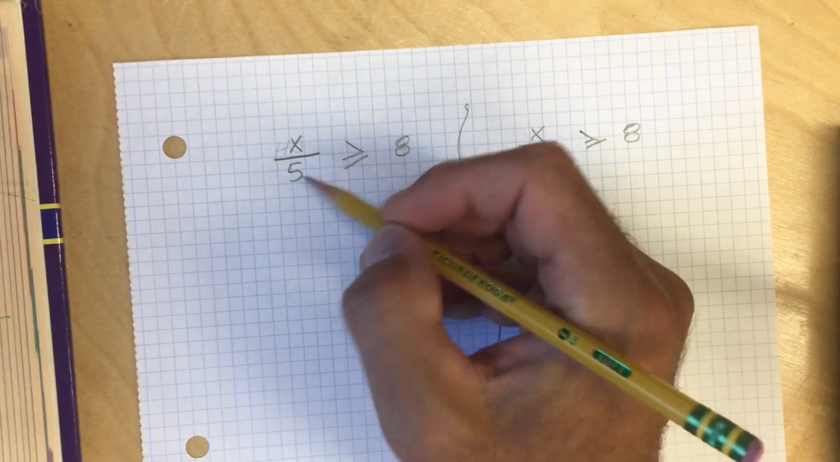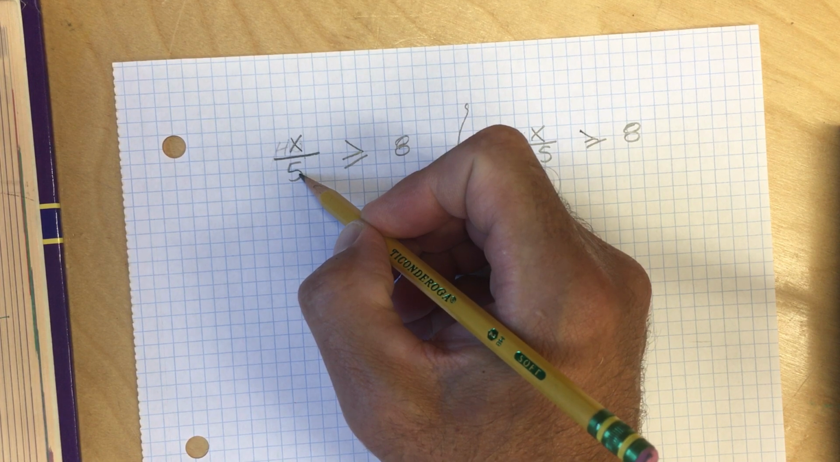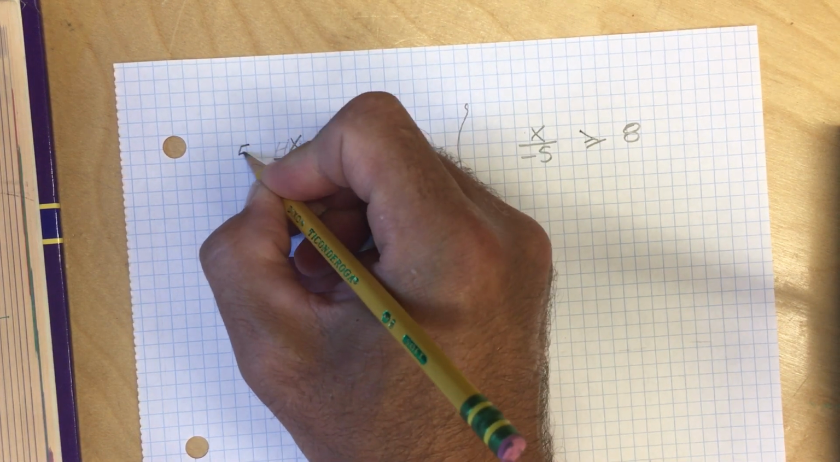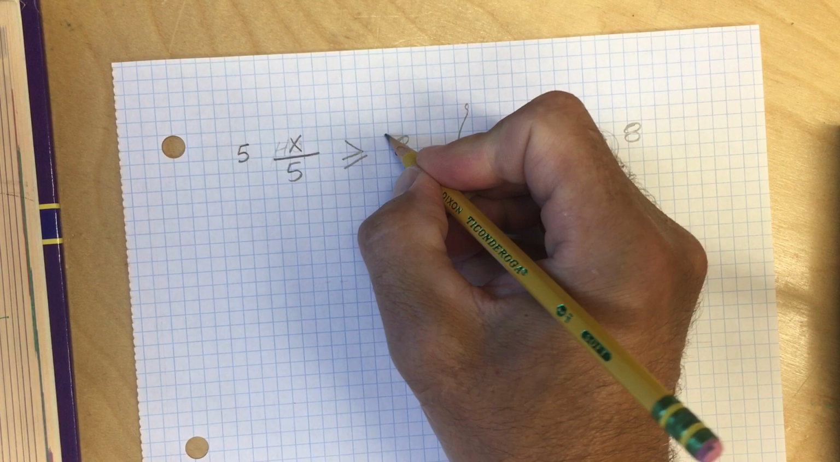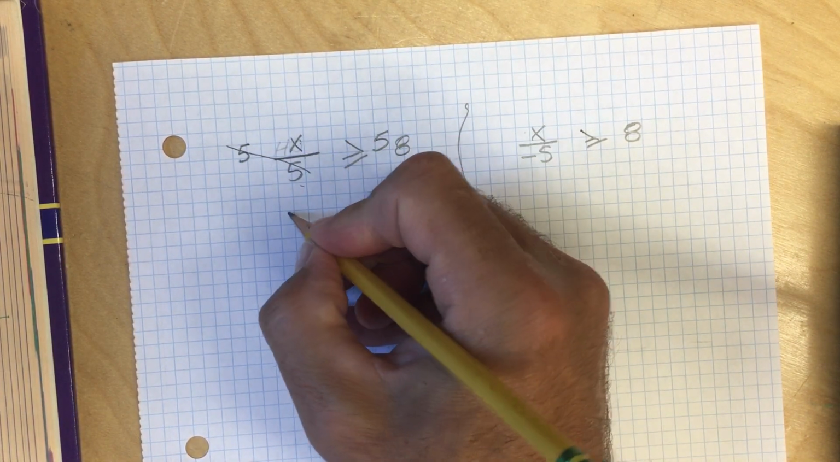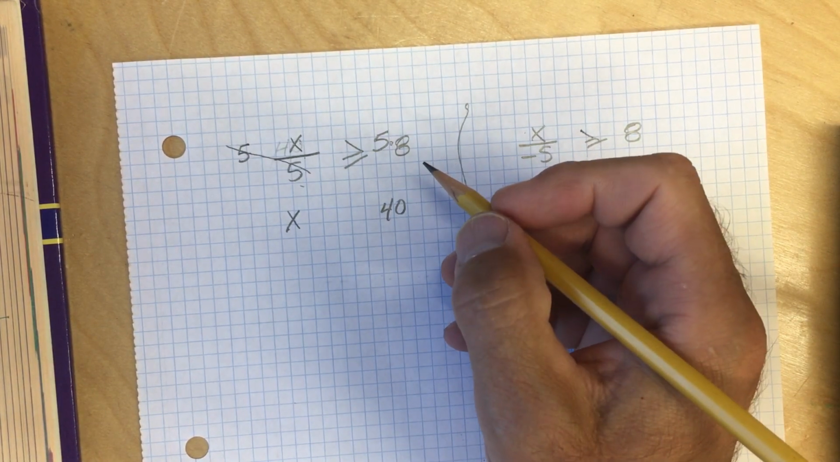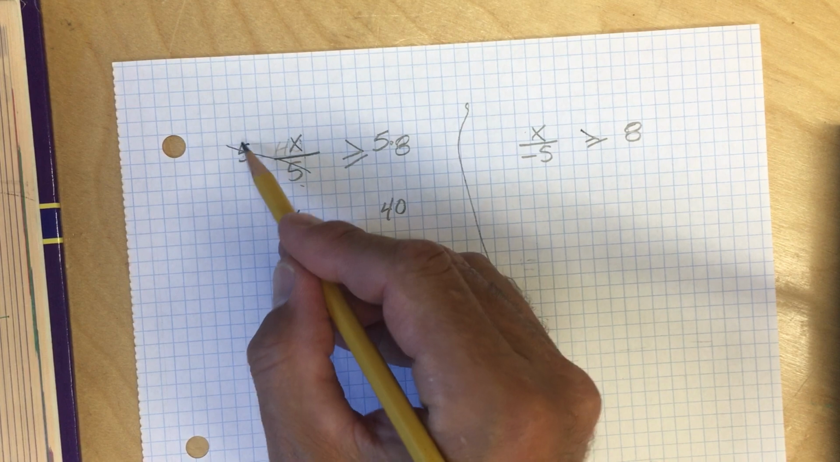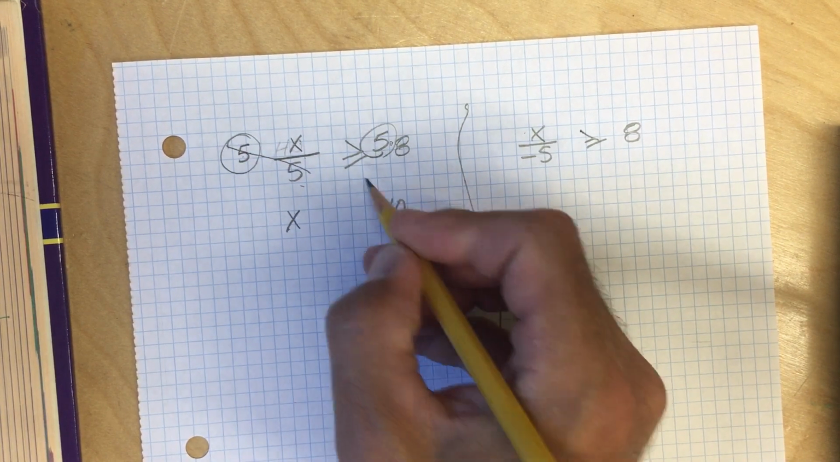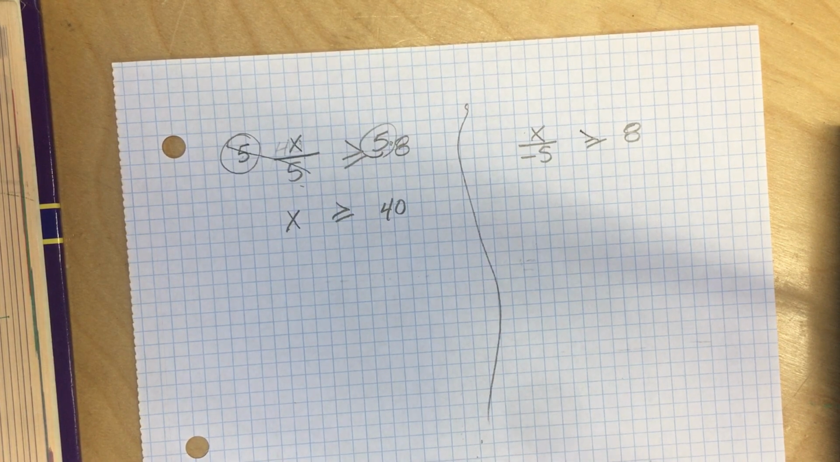Here's what we're going to do. So we have x divided by 5. We want to do the opposite operation, so we want to multiply both sides by 5. 5 divided by 5 is 1 times x is x. 5 times 8 is 40. Now we multiplied by a positive number, so the inequality stays the same direction.